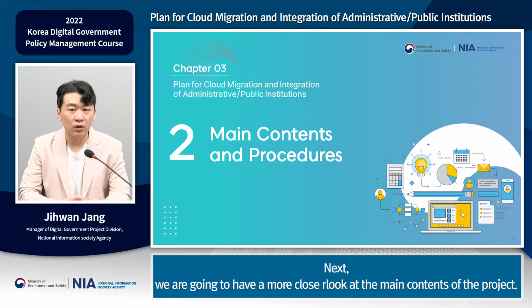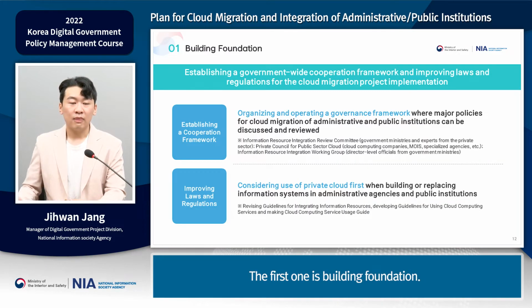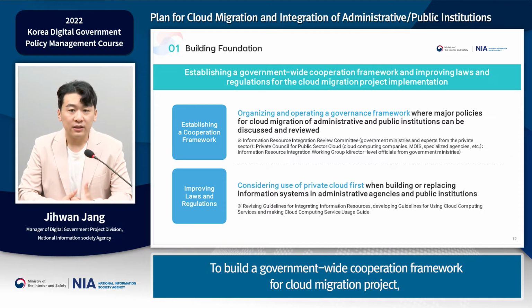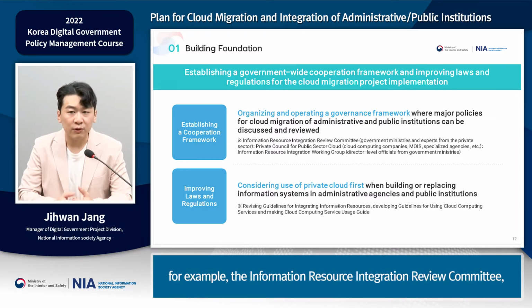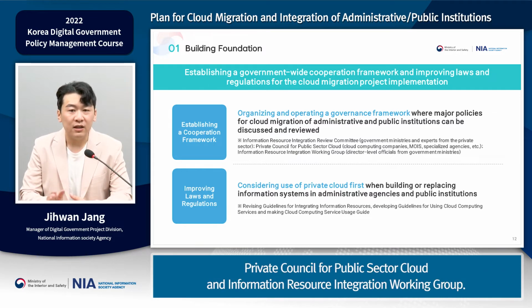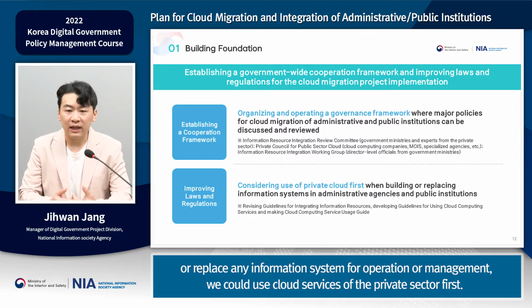Next, we are going to have a closer look at the main contents of the project. The first one is building foundation. To build a government-wide cooperation framework for cloud migration project, we have established a wide range of governance bodies. For example, the Information Resource Integration Review Committee, Private Council for Public Sector Cloud, and Information Resource Integration Working Group. We revised the law so when we built a new information system for the public sector, or replace any information system for operation or management, we could use cloud services of the private sector first.